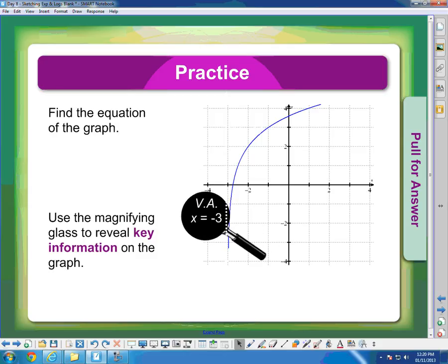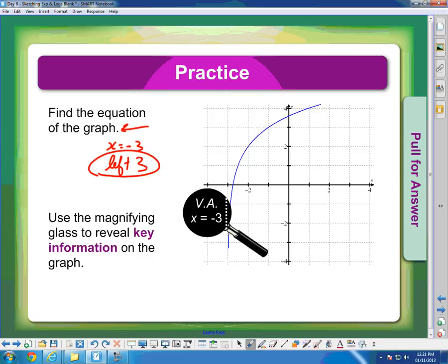So our vertical asymptote has moved to -3. So because the vertical asymptote moves to x equals -3, that means it must have moved in this direction because it used to be right here. So now it's moved over, so that means that this has moved left 3. So that's important. Are there any other clues?